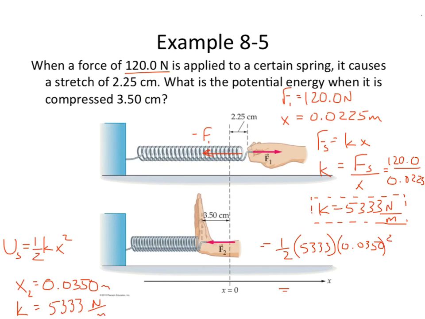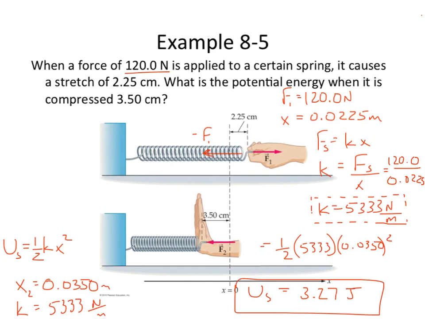That's going to give us the amount of potential energy locked up in that spring, times 0.035 squared. I get 3.27 joules. So 0.5 times 5,333 times 0.035 squared, that's what I get. 3.27, it looks like an S, that should be a J. Potential energy in the spring is 3.27 joules. And that's our answer.